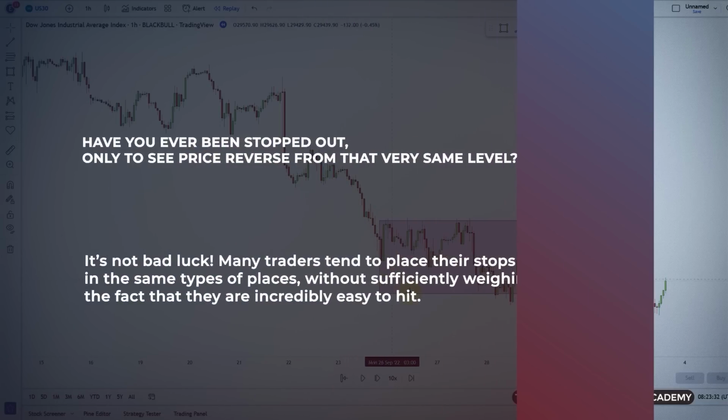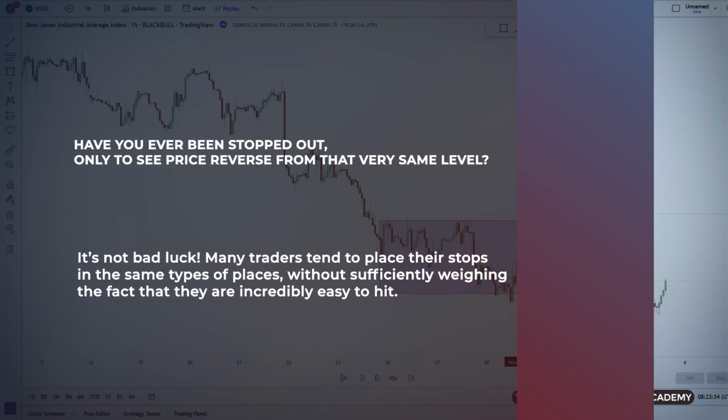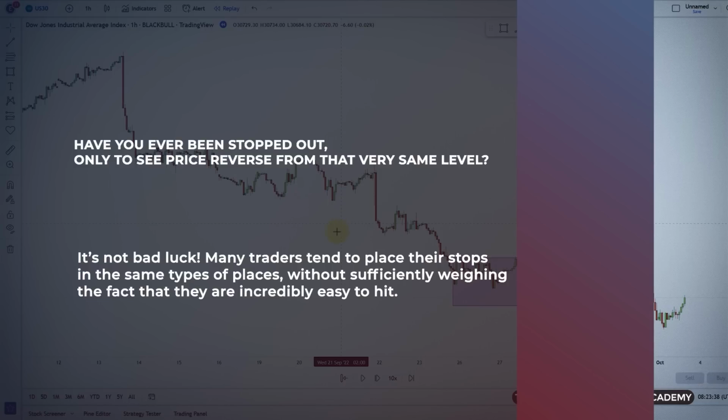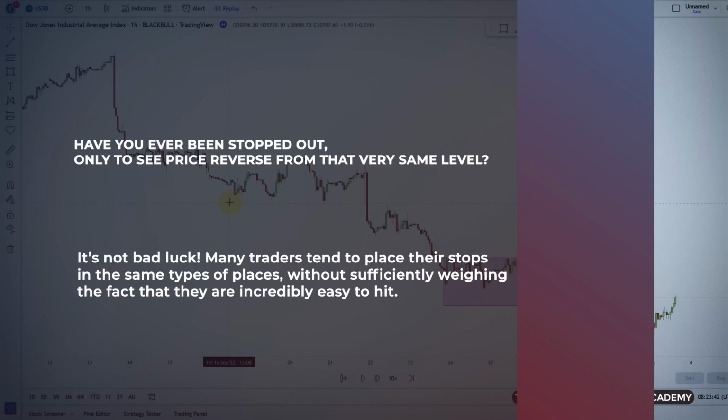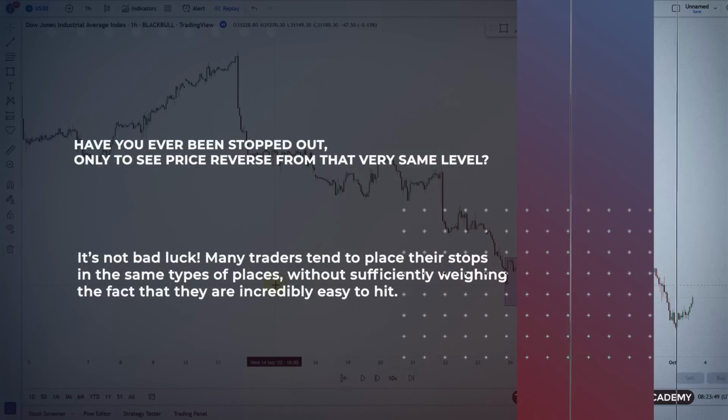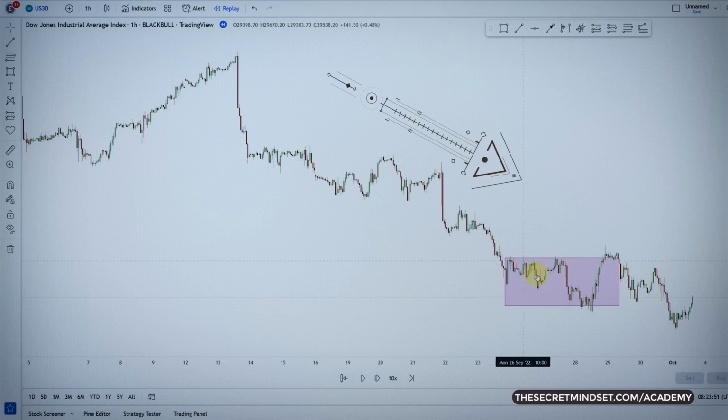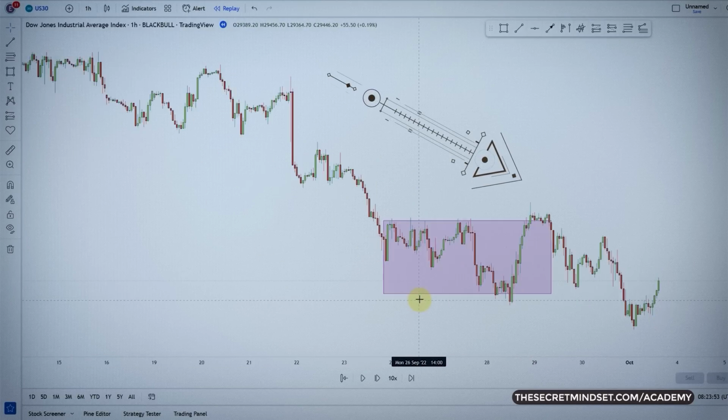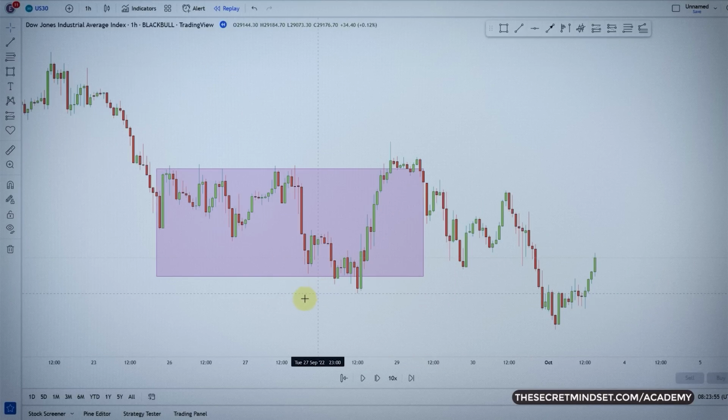Have you ever been stopped out only to see price reverse from the very same level? I'm sure you have, and you're not alone. Many traders tend to place their stops in the same types of places, without sufficiently weighting the fact they are incredibly easy to hit. In this chart, we have a clear downtrend in place and a double liquidity clear out.